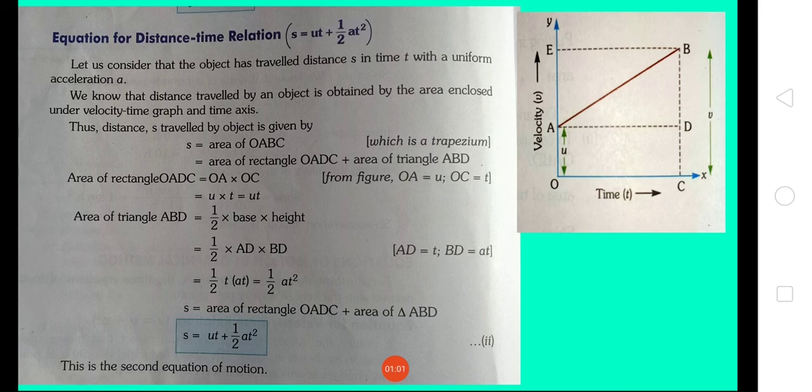We know that the distance traveled is obtained by the area enclosed under the velocity time graph and the time axis. So the distance traveled s is given by the area OABC. If you see OABC, it is actually a trapezium, or we can take it as the combination of two figures, a rectangle and a triangle. So we can say it is the area of rectangle OADC plus the area of triangle ABD.